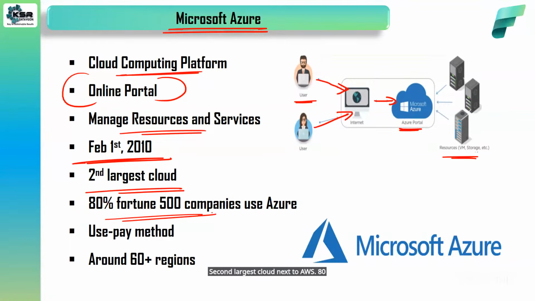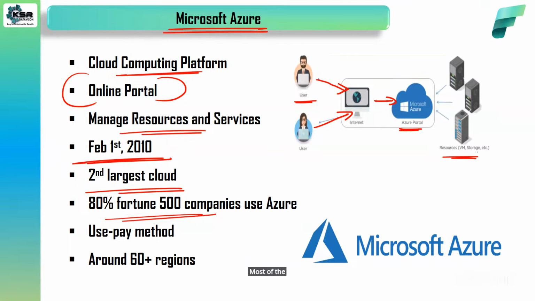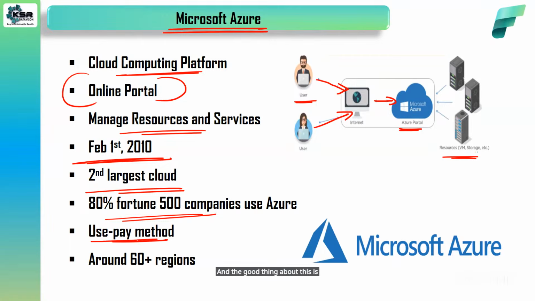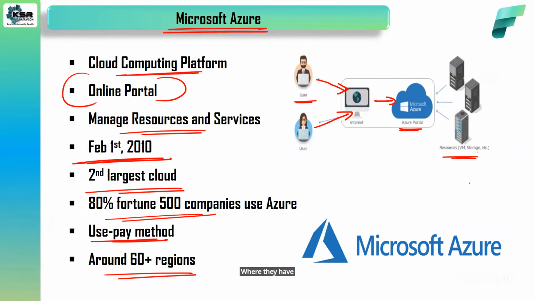80% of the Fortune 500 companies use Azure. When I say Fortune 500, in most of the US based companies, they give a ranking for the Fortune 500, like how the companies have been placed based on the revenue. In that, about 80% of the companies are using Azure. And the good thing about this is pay as you use. You use it and you pay it. Okay. And they have about 60 plus regions where they provide the service for us and we will use it.